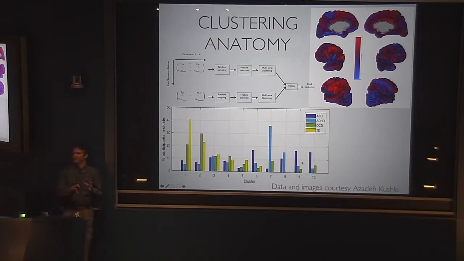But still, if you do a data-driven analysis, you're not coming out with the initial diagnoses that you put in. Instead, you're coming out with mixes of the initial diagnoses.